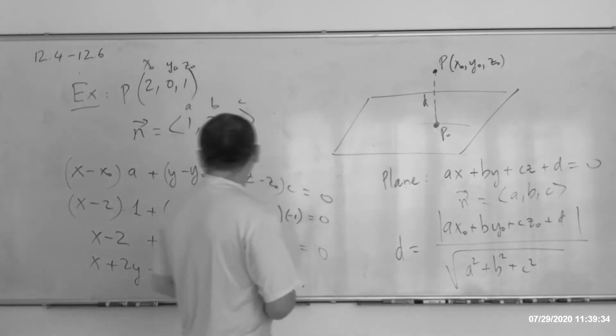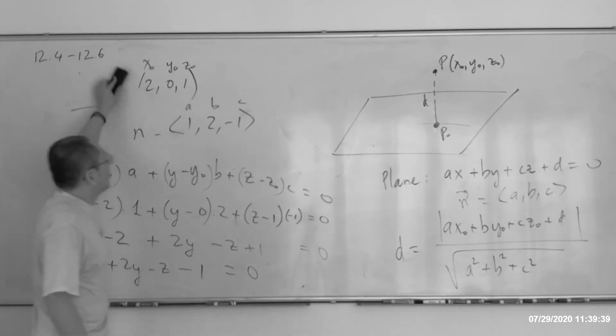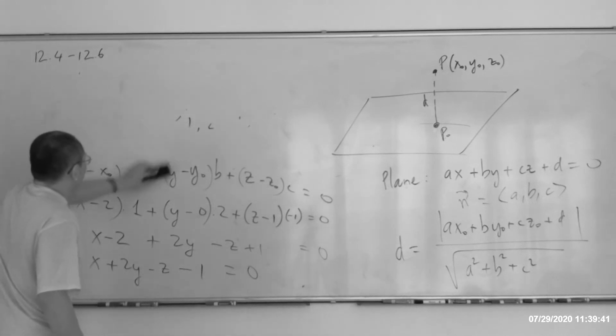And this is the end of 12.5, talking about the equation of a line and the equation of a plane in 3-dimensional space.